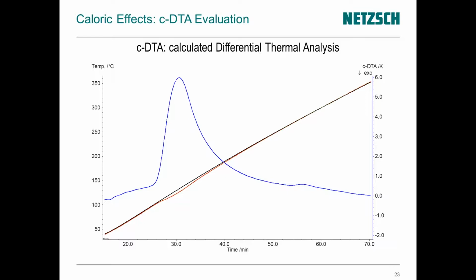Also in this case we need an additional software tool which is called CDTA, which stands for Calculated Differential Thermal Analysis. So what is done here? In black, you see the temperature program. So this is the temperature increase as it is programmed during preparation of the measurement. And we have in red the real temperature curve during the sample run. And due to phase changes which occur in the sample, we have a slight deviation between the two temperature curves. And this is what is evaluated then as the CDTA signal.